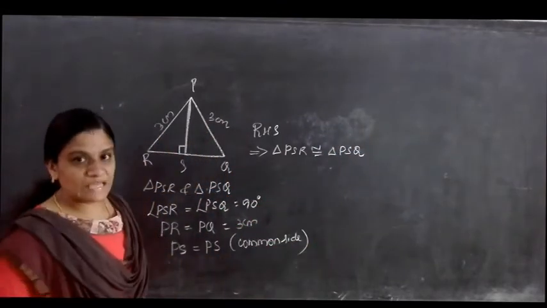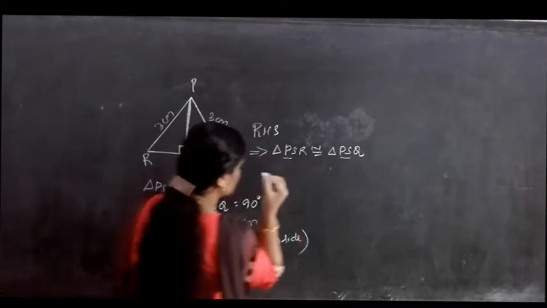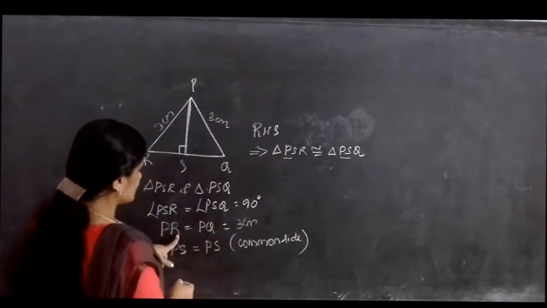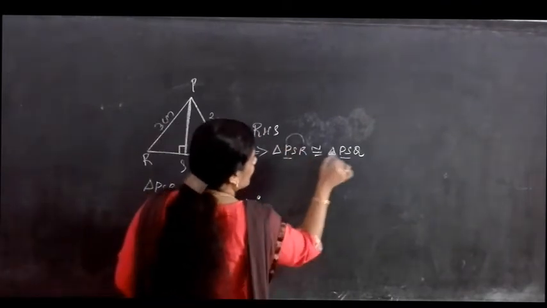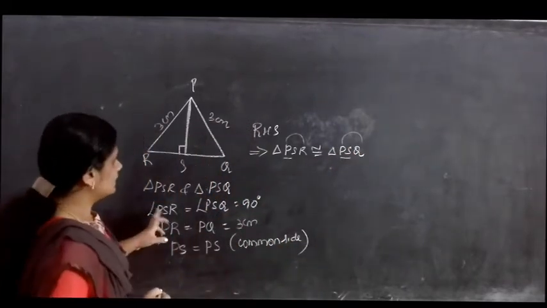So we'll check whether the name is correct. PS. Now children, next what do you want? PR and PQ. They are also corresponding. Next, angle S.